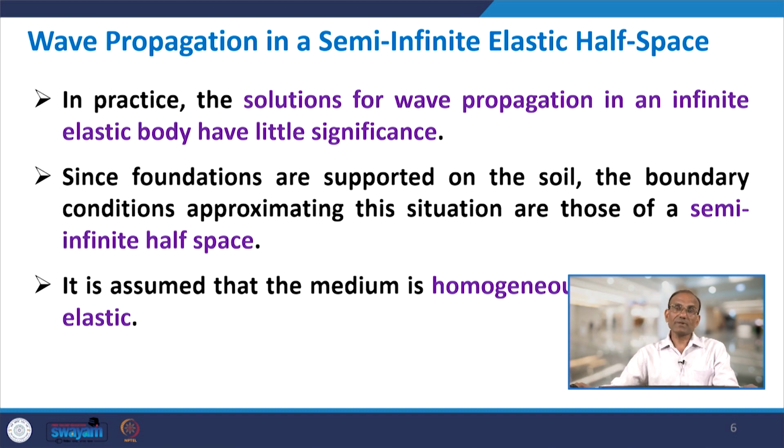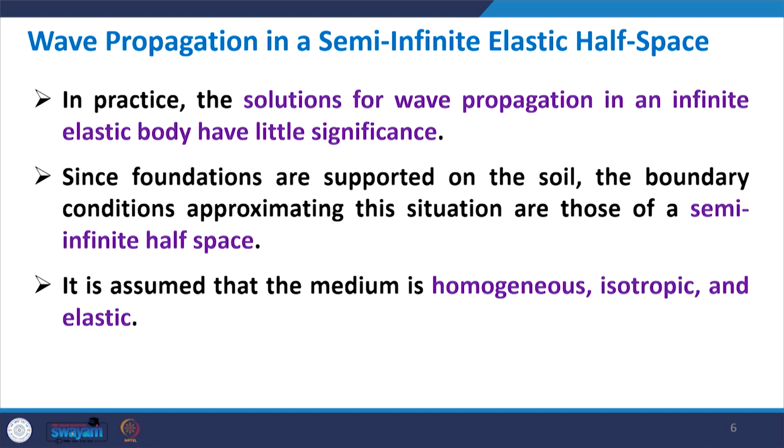In practice, if you consider an infinite elastic body, then you consider only two waves, but it has little significance. Why? Because ultimately the waves will travel from the earth and need to come to the ground level. If the wave were not reaching the ground level and were traveling inside the earth only, then we would not have much concern because our buildings and structures on the surface would not be affected. That would have been a better scenario. But ultimately, the waves due to an earthquake which are traveling inside the earth come to the surface and start damaging the structures. So, that is the issue here.